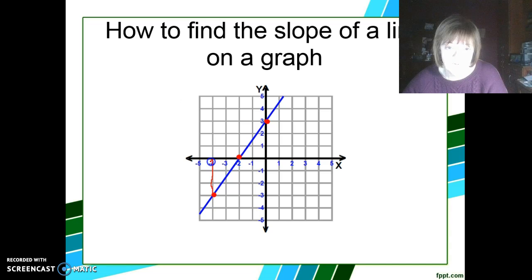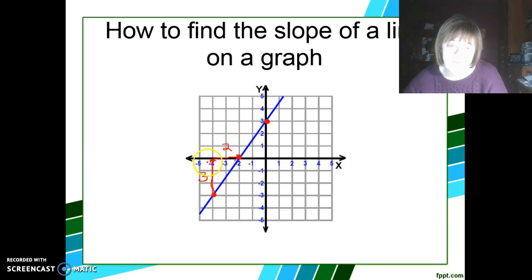Go up, okay, go up, and then to the right, in this case. Up and to the right. So how far up did I go? Well, let's see, 1, 2, 3. So I went up 3. I went to the right 2.